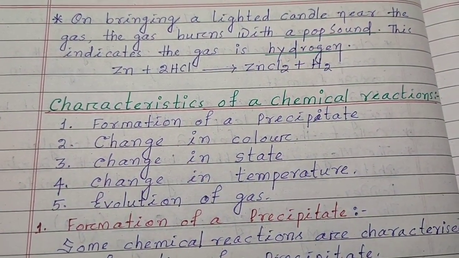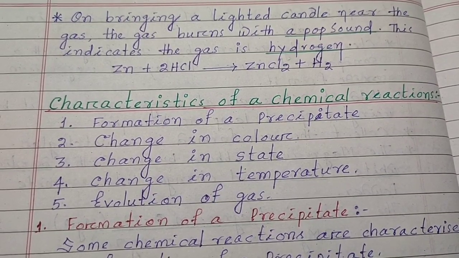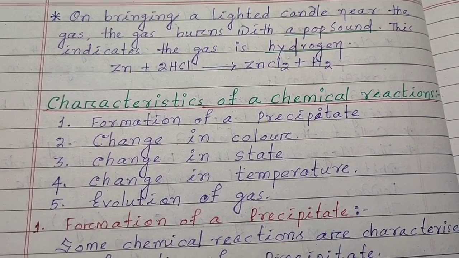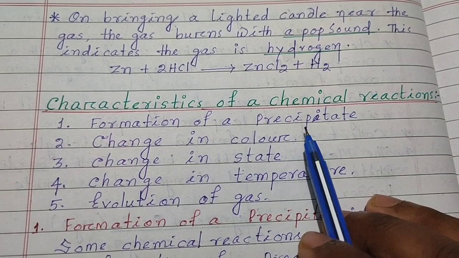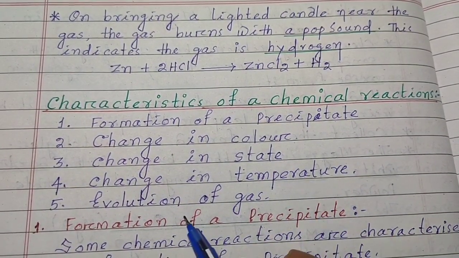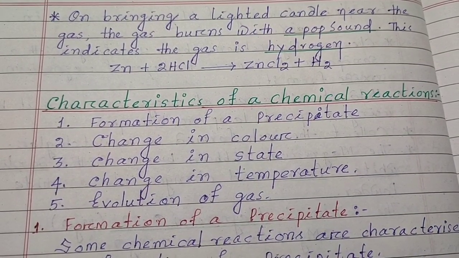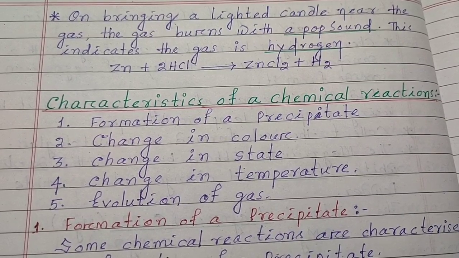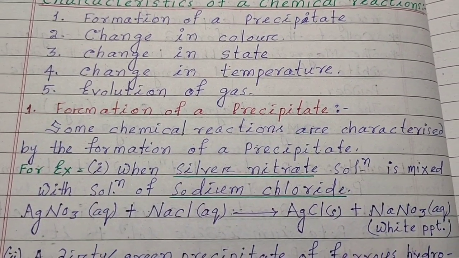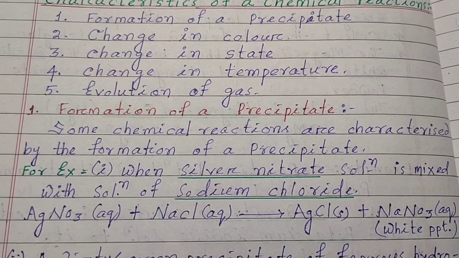So in these three examples we observed the characteristics of a chemical reaction. Basically, remember that the characteristics of a chemical reaction are five types: formation of precipitate, change in color, change in state, change in temperature and evolution of gas. Now let's discuss one by one the characteristics of a chemical reaction. First, formation of a precipitate. Some chemical reactions are characterized by the formation of a precipitate.